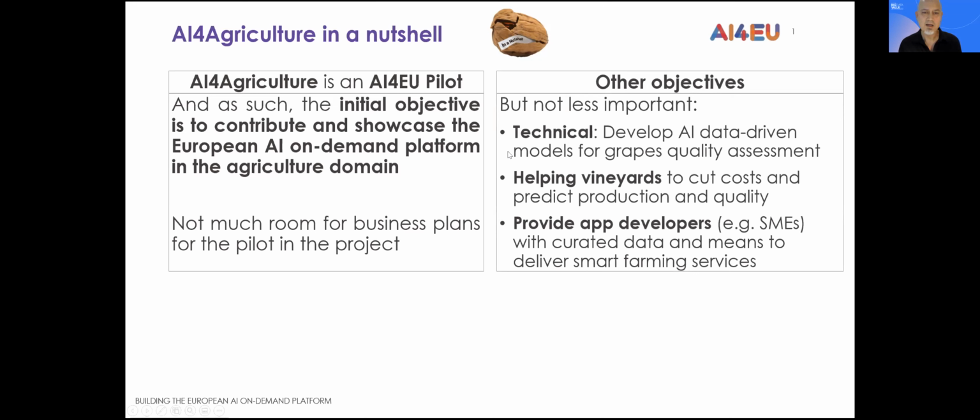on the one hand, we have a technical objective, which is developing AI data-driven models for assessment of quality and production of grapes in a vineyard, helping, therefore, the vineyards to cut costs somehow by predicting this production in advance and predicting quality, and I will go about this a bit more later. And also at the same time providing these models, this data that we are gathering, to other developers of applications for the smart farming domain in order to make use of them and improve their own applications.